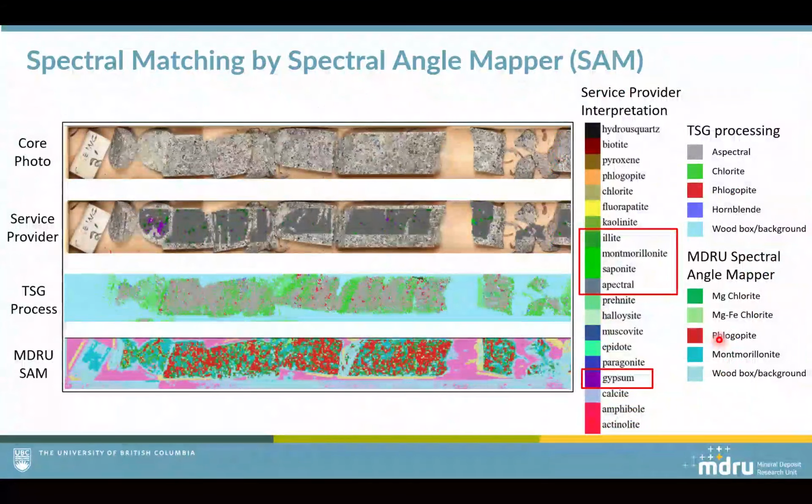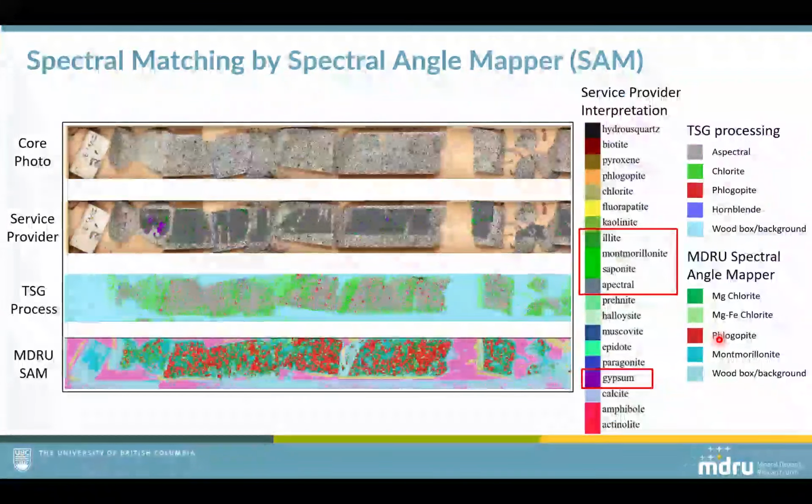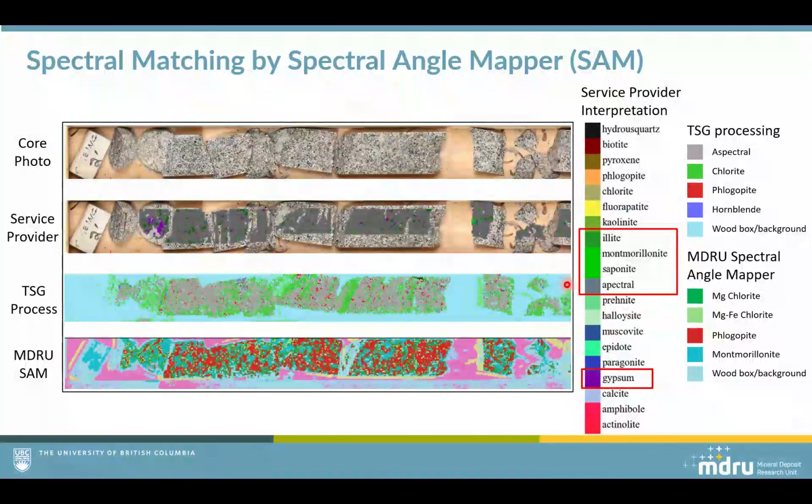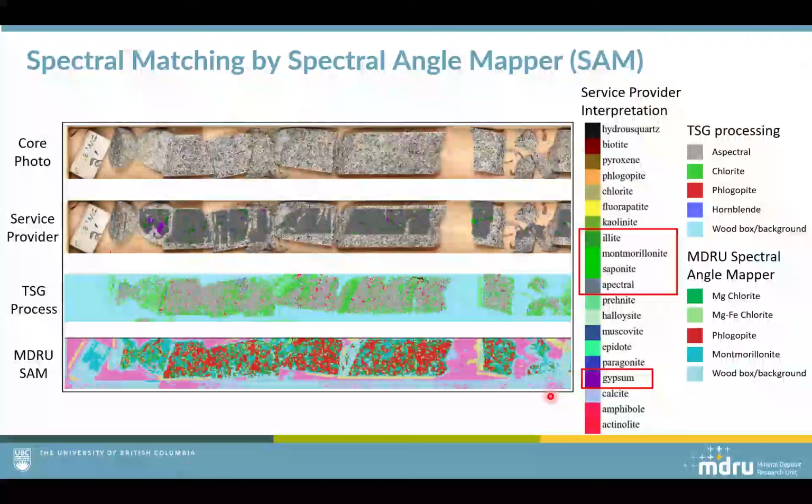And just something to leave you with, this is an output from a core photo and the service provider output. We're gathering a lot more information from our process that we can then use in our research questions to gain fit for purpose knowledge for a number of different problems across the mining value chain. And while the TSG process works, and it seems to work very well, we think we can improve upon this even more with these human-driven decision trees, especially with the promising results we're seeing in the spectral angle mapper on the bottom. So with that, I'll leave you there.